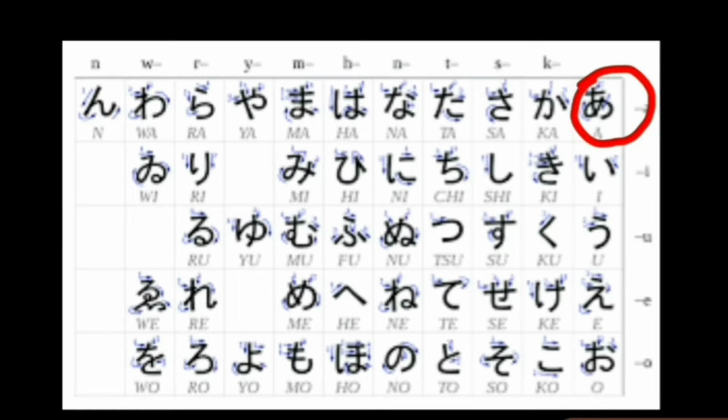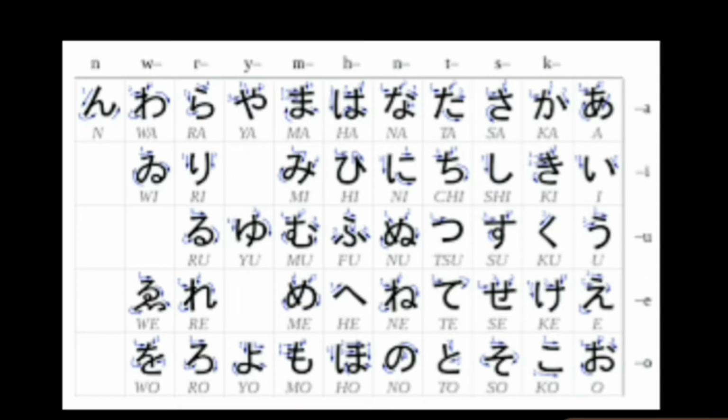A. Second is I. Third is U. Fourth is E. And the fifth vowel is O. Understood? These first 5 symbols are vowels in the Japanese language.